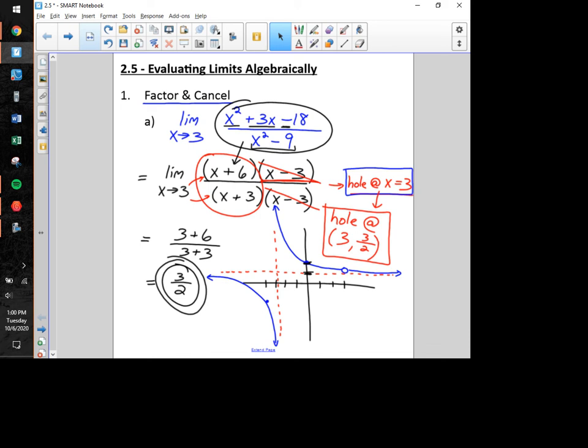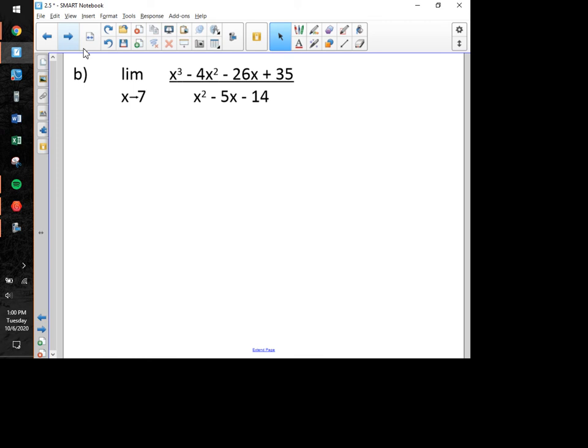Okay? Regardless, I spent a lot of time working on that. None of what I did here in terms of the graph is really necessary. Basically, factoring and canceling is going to get you the limit in a very efficient manner.